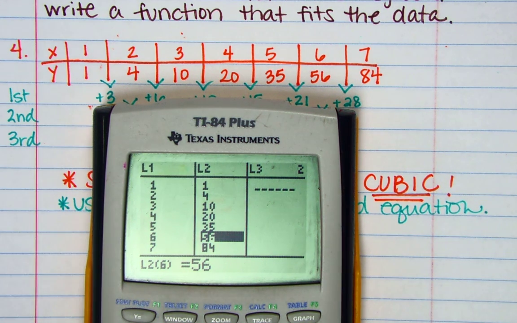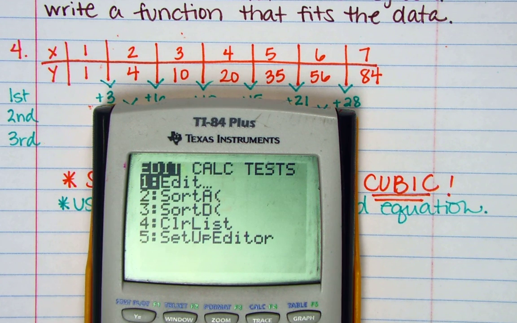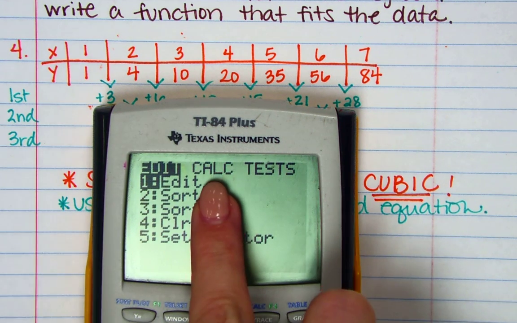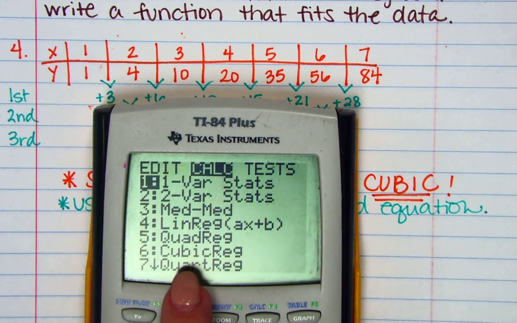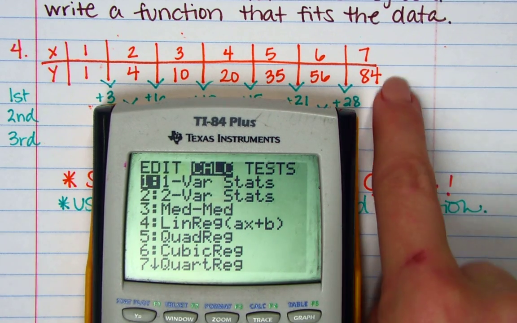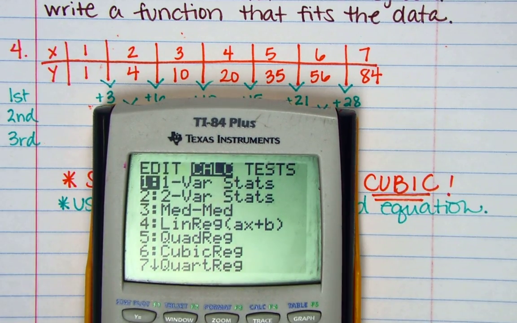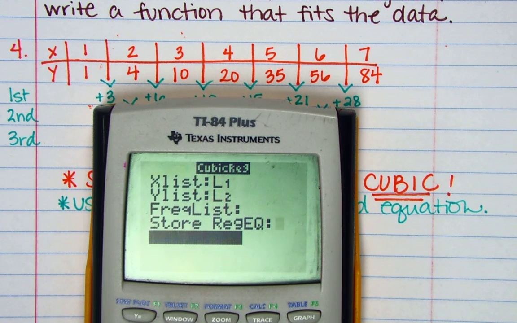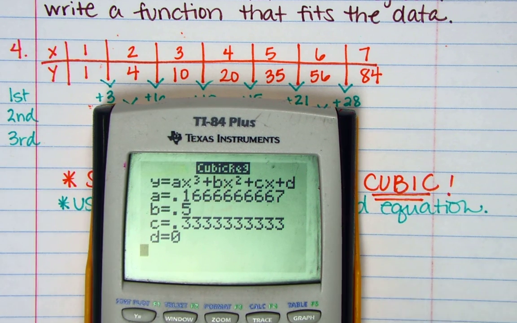So once you get it entered in, we click stat again. We go to calc, and you see 6 is cubic. If it's quadratic, we use 5. If it's linear, we use 4. But 6, we already said this one's cubic because we just figured out the third differences were the same. So we use 6 and calculate. Enter. Now these are the numbers.